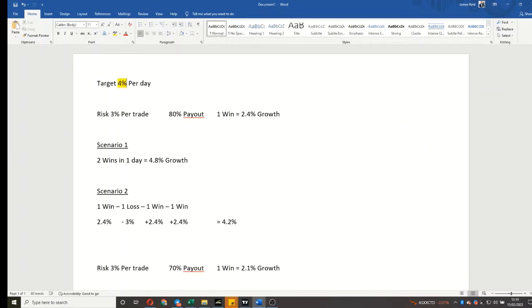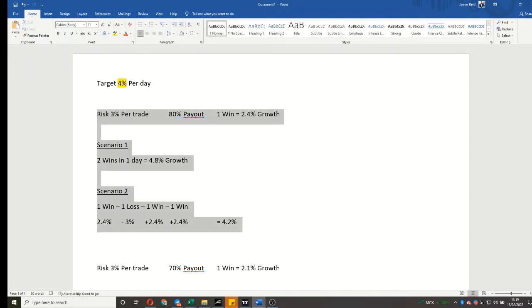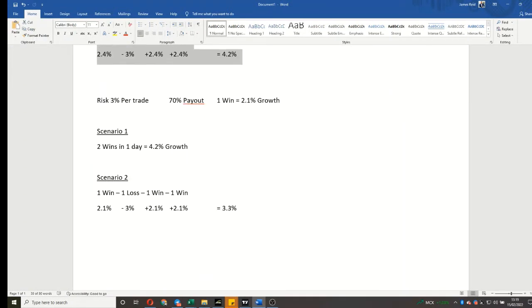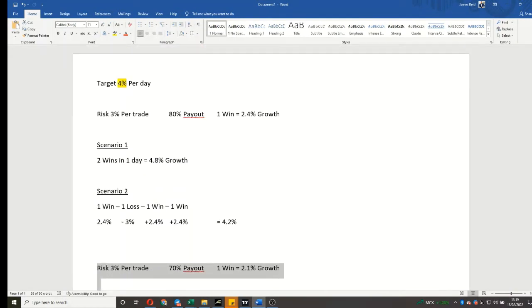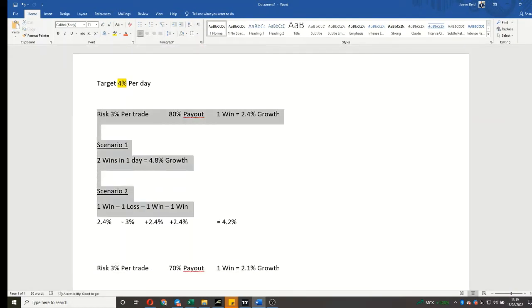The way that you would be able to achieve that is by risking 3% per trade. Every single trade that you take, you're going to be risking 3% of your account balance. Now, I'm going to show you what this would look like on 80% payout, and then I'm also going to show you what this will look like on 70% payout. If we're hitting 80% payout, that means for every single trade that we win, it's going to be 2.4% growth.